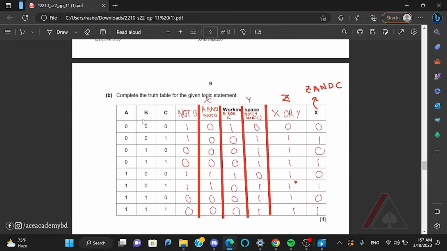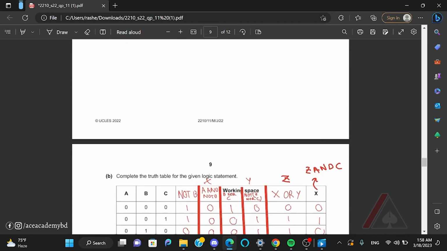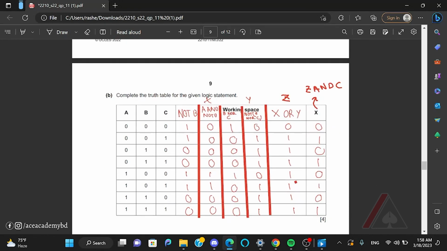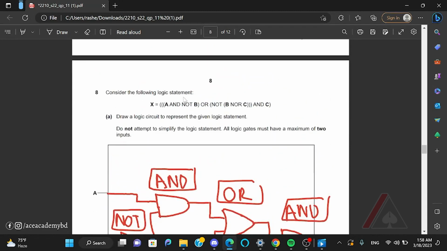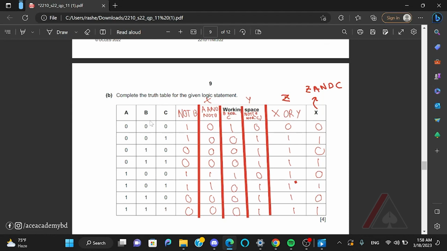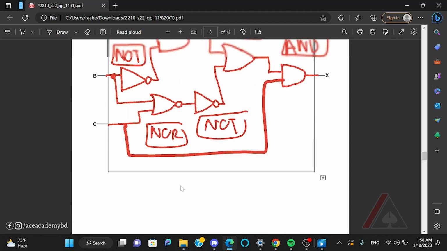So moving on, we have to complete the truth table for the given logic statement. The truth table is essentially given for you to trace the values of each of the operations which is carried out. And once again, you have to do it in parts and segments. First of all, we have not B. The NOT gate essentially changes the value of the input, right? So if it's 0, it will be 1, and if it's 1, it will be 0. So 0 becomes 1, 0 becomes 1, 1 becomes 0, 1 becomes 0, and so on, to provide 1, 1, 0, 0, 1, 1, 0, 0, right?